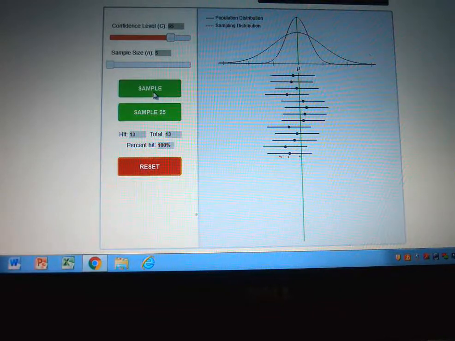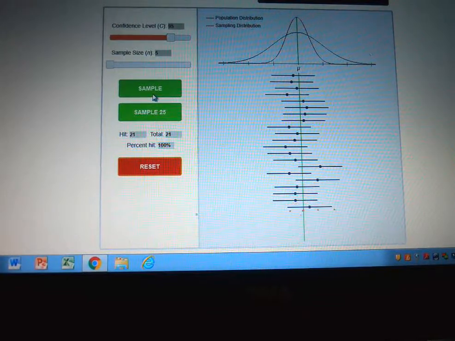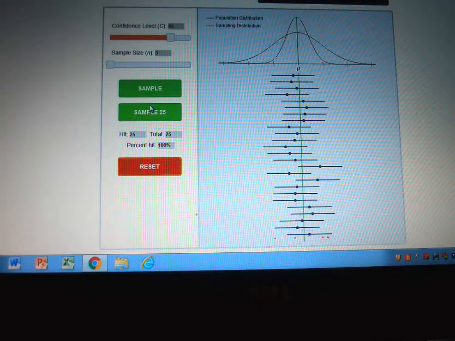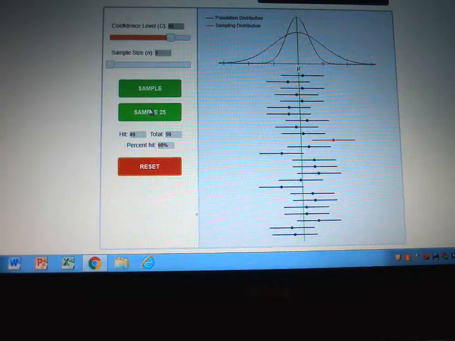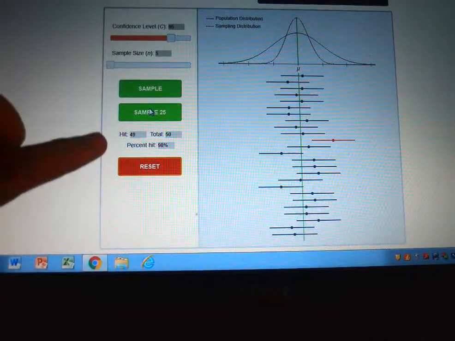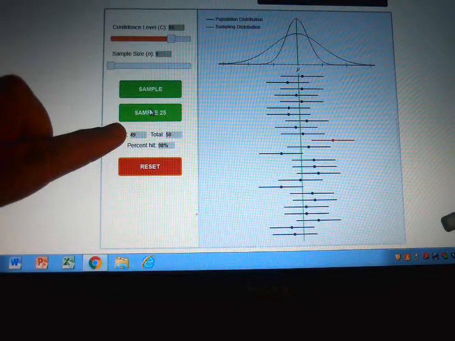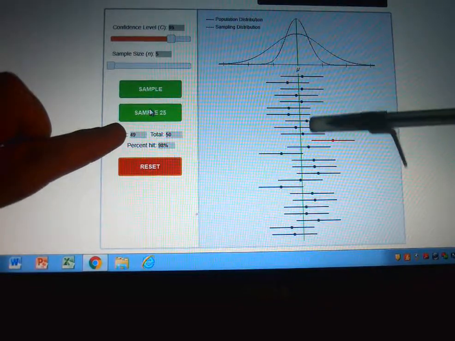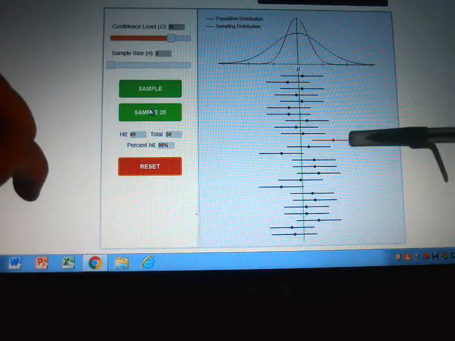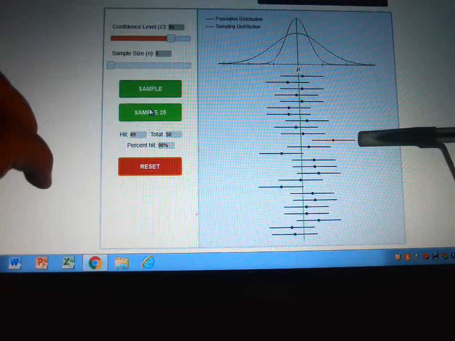Okay, if I take more samples, let me do a whole bunch of them because it's not getting what I want. Notice that way down here, after I took about 50 total samples, it says 49 of them hit, which means that 49 of them included mu. That middle value is included in the interval. Right here, this red one, that's the first time that the mean was not actually in that interval.